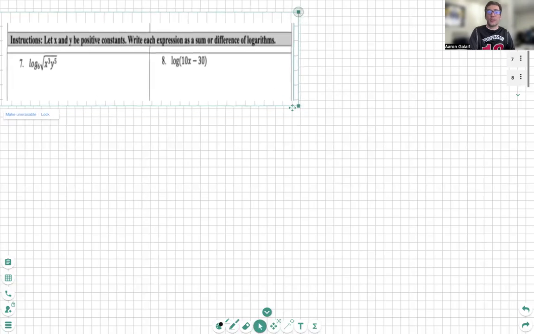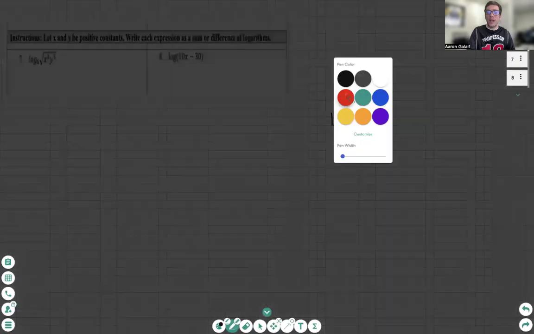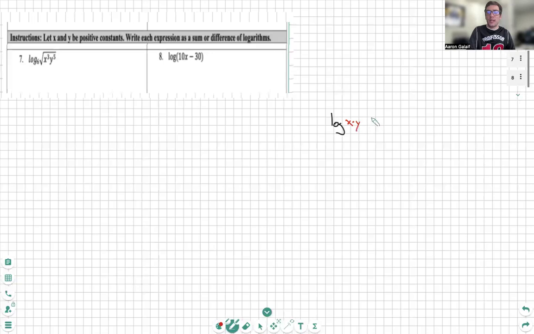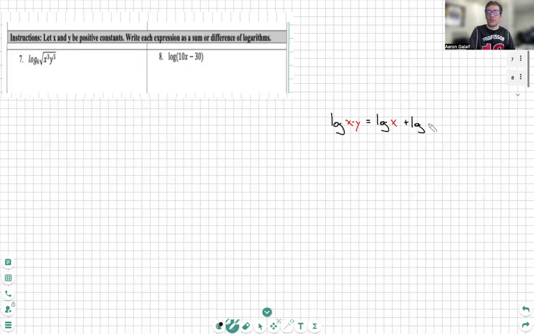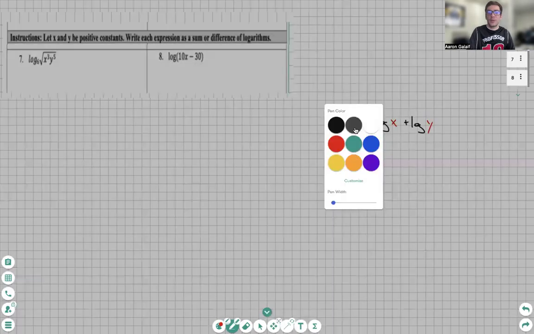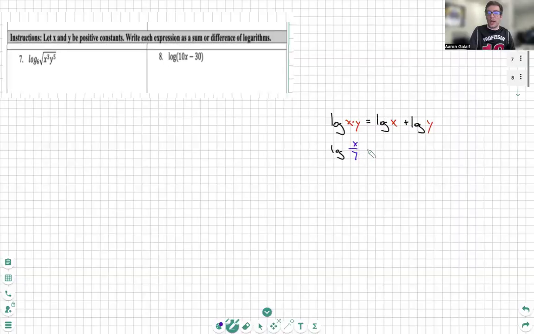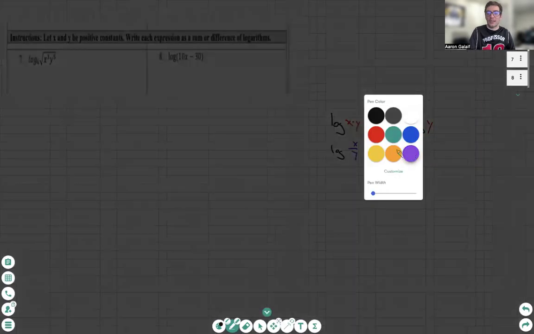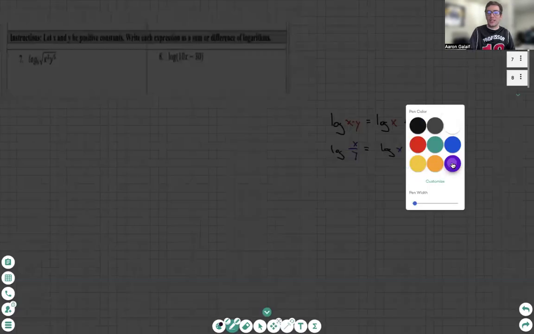So the first thing we need to remember is our expanding rules. Remember that the log of x times y is equal to the log of x plus the log of y. Those two statements are equivalent. We also need to remember that the log of x over y is equal to log of x minus the log of y. So numerator minus the denominator.